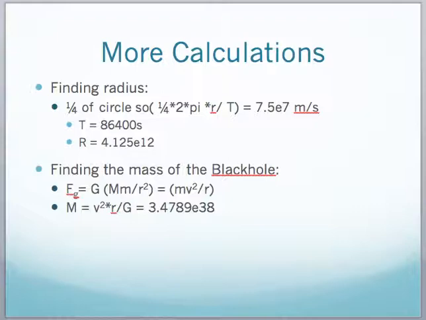When you're finding the mass of the black hole, once again, you're going to use Newton's universal gravitation law, and with that I was able to manipulate that and find that the mass of the black hole was equal to the velocity squared times the radius divided by the gravitational constant. And I got that the mass of the black hole was rather large, and it was 3.789 times e to 38 kilograms.